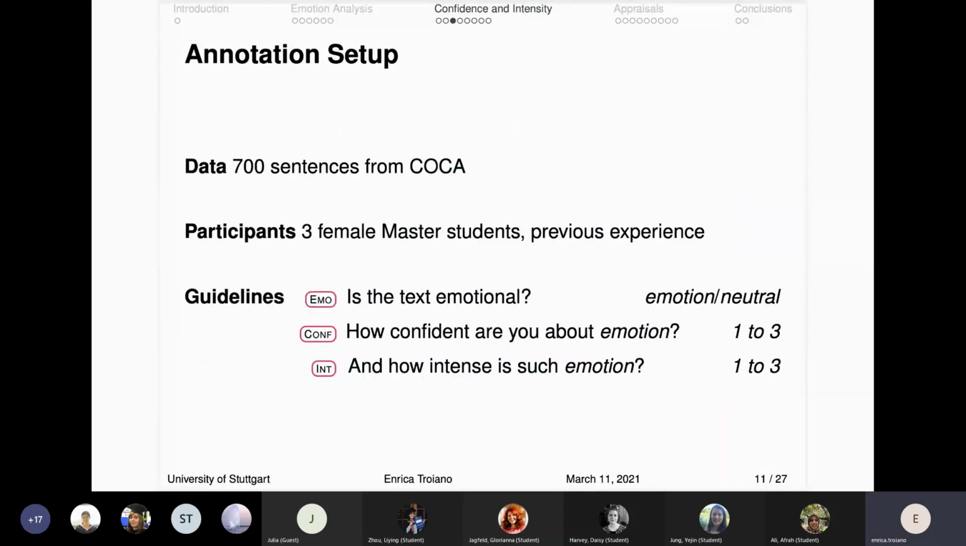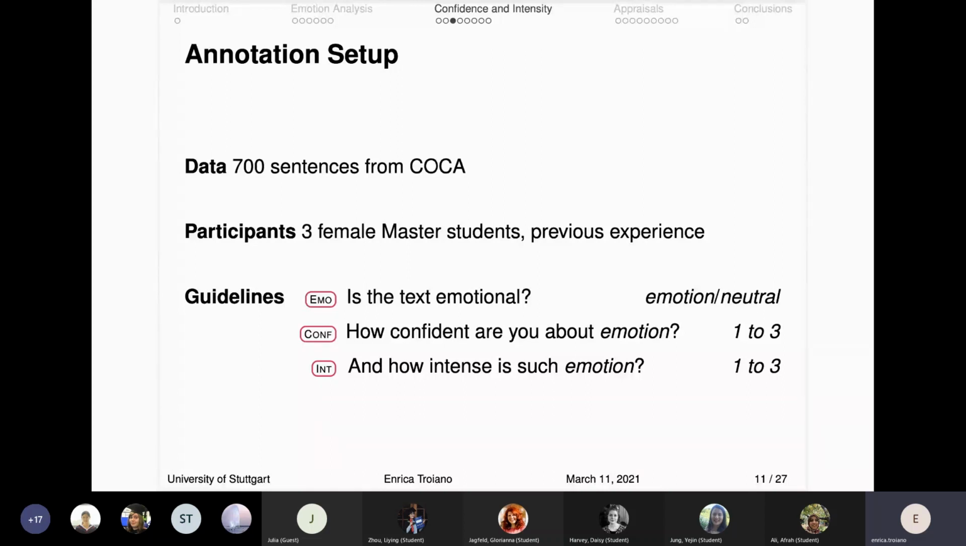So to answer these two research questions, we set up an annotation study for which we collected 700 sentences from the Corpus of Contemporary American English. And we asked three annotators to participate in our study. And for us, in emotion analysis, three annotators is an acceptable number of judges. For each sentence, the annotators had to answer the question, is the text emotional? So this was just a binary decision, because a text could either be emotional or neutral. So with respect to the rich set of emotion inventories that I showed you earlier, this is a simplification. We don't want to know what emotion people recognize in text, but rather whether they recognize any.